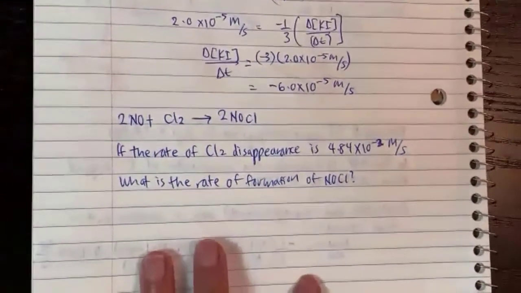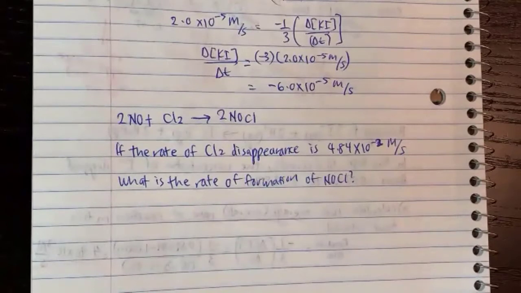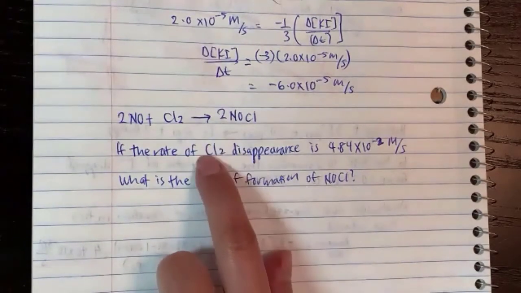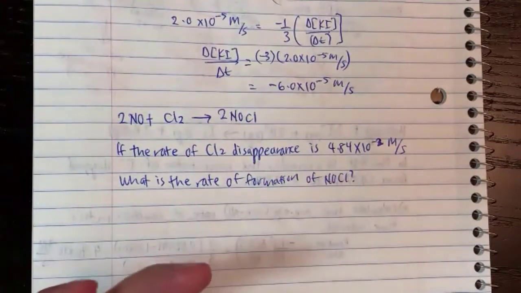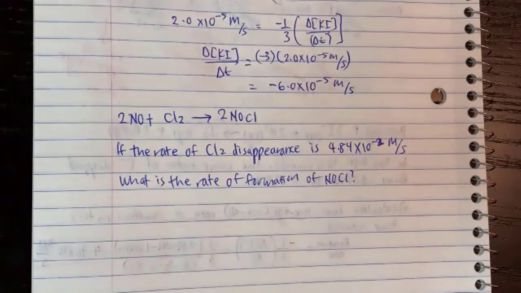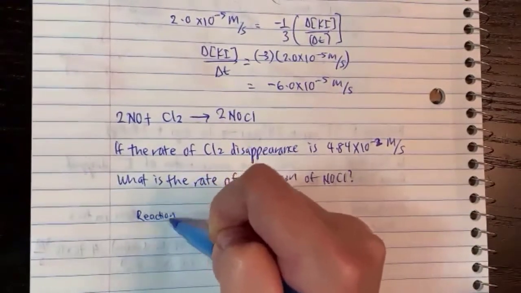Now they don't give you the overall rate. They just give you the rate of disappearance for one of these, and ask for the rate of formation of the other. Well, you can still do the same thing. You will just have to write the rate using Cl2 and the rate using NOCl and put them side by side, because they're going to equal the same number. So we can write the reaction rate.